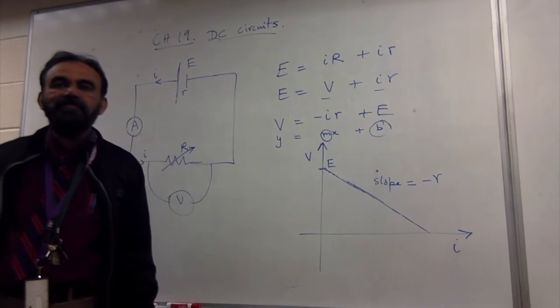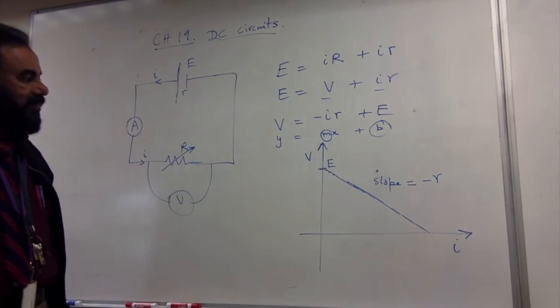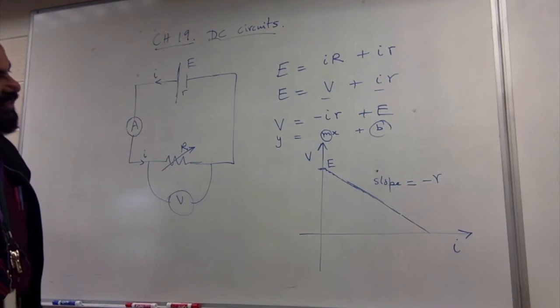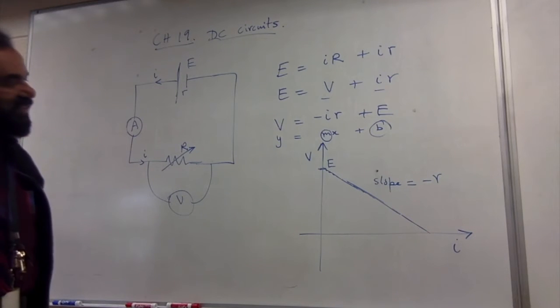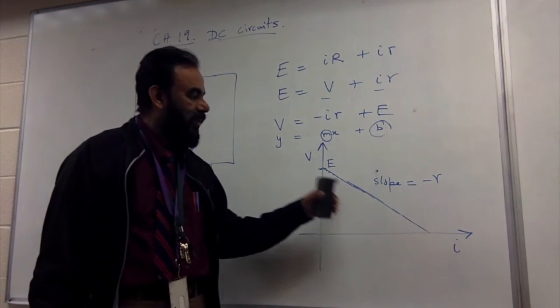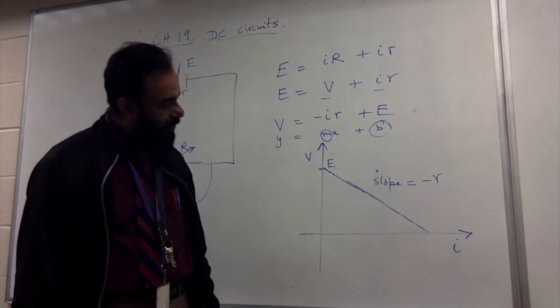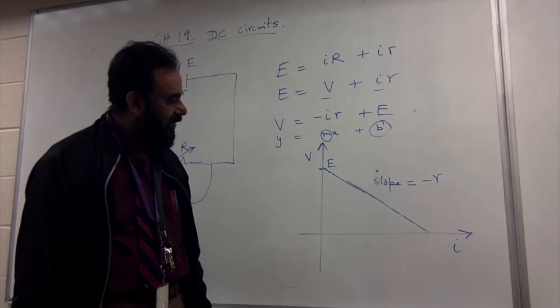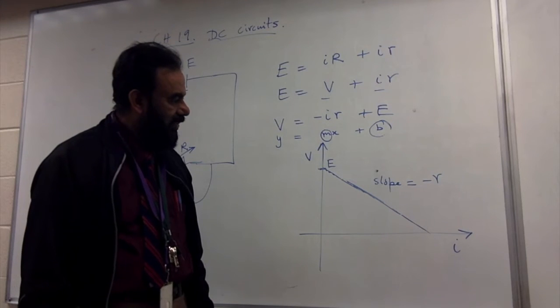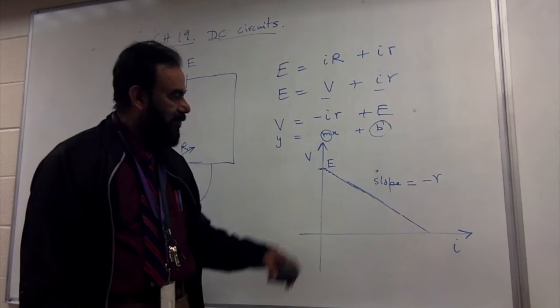Is the area underneath that the power inside the cell? Not exactly, because you're not having a single current here. It's a variable. So area is power? No, it can't be power.